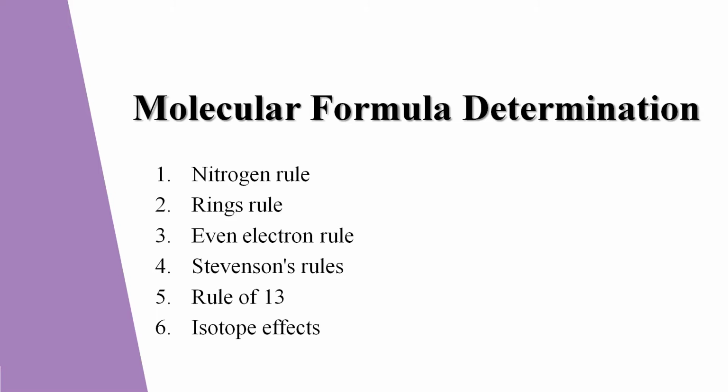Next is Stevenson's rule. The more stable the product cation, the more abundant the corresponding decomposition process. Several theories can be utilized to predict the fragmentation process, such as the electron octet rule, resonance stabilization, hyperconjugation, and so on. Next is the rule of 13.